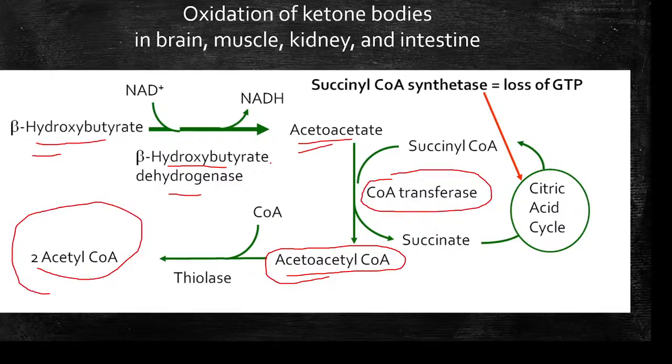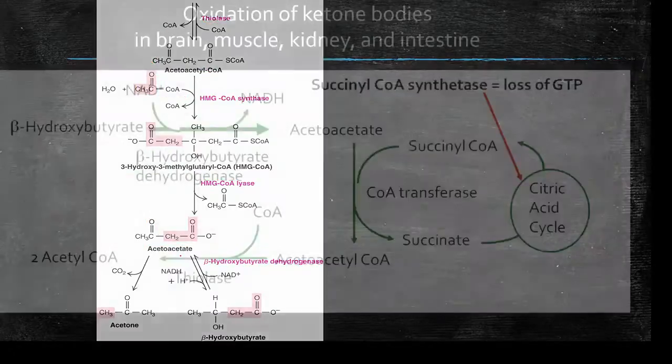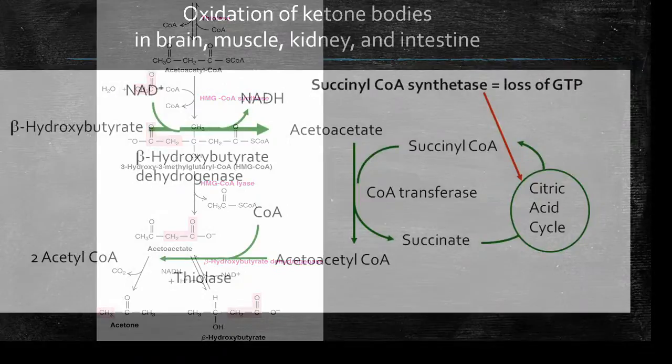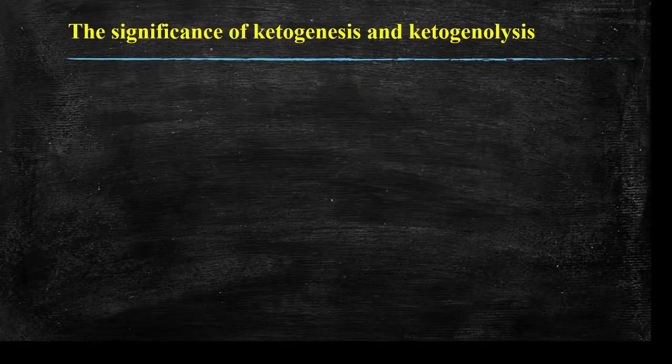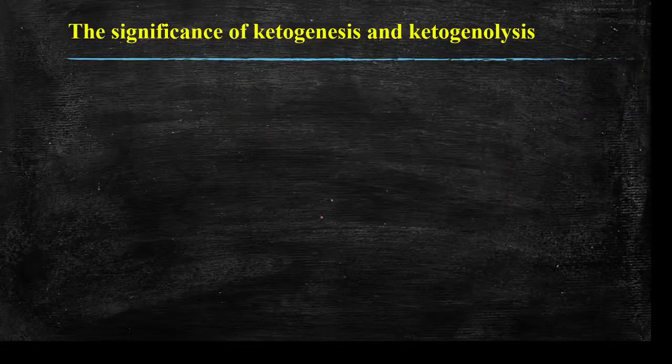So this is almost a reversible pathway to ketogenesis. Beta-hydroxybutyrate is converted to acetoacetate, acetoacetate is converted to acetoacetyl-CoA, and then this releases 2 molecules of acetyl-CoA. So this is ketone body formation and utilization. These 2 acetyl-CoA molecules that are generated will enter the TCA cycle.